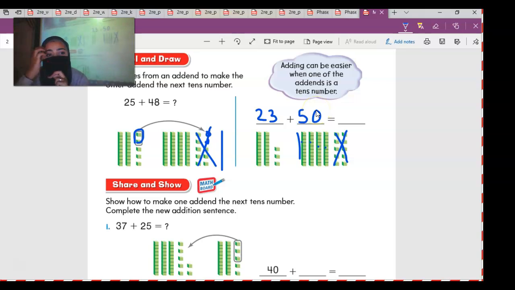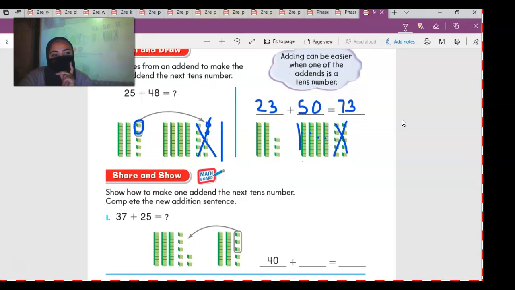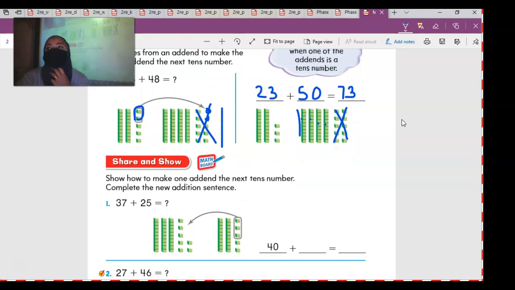Exactly. So now we're going to do 50 plus 23. That's easy. 2 plus 5 is 7. And then 3 plus 0 is 3. 73. They're putting together 10 ones to make 1 10. 10 ones is the same as 1 10.